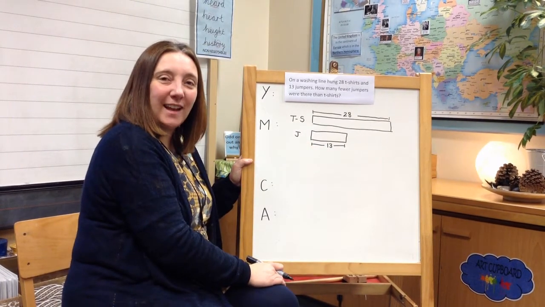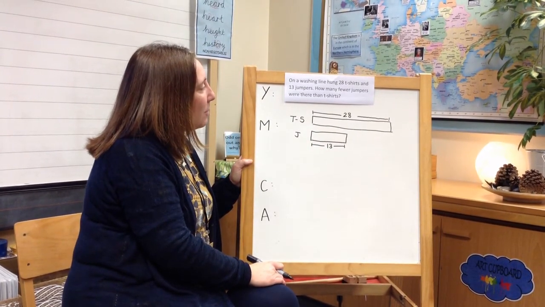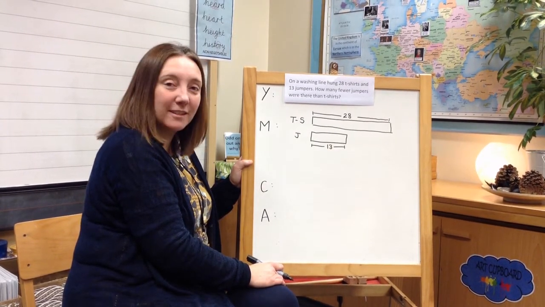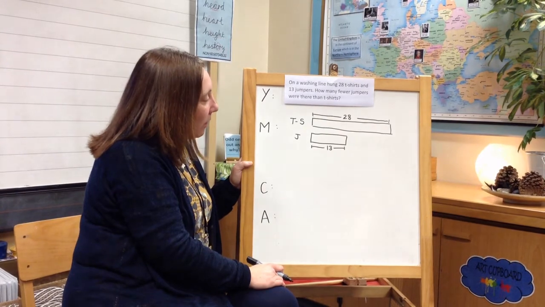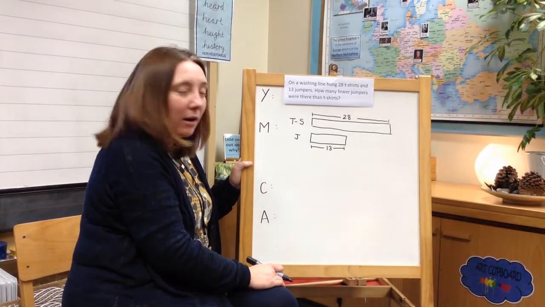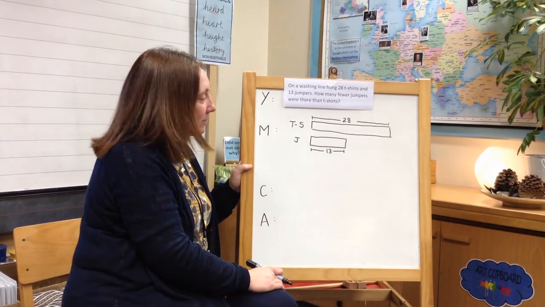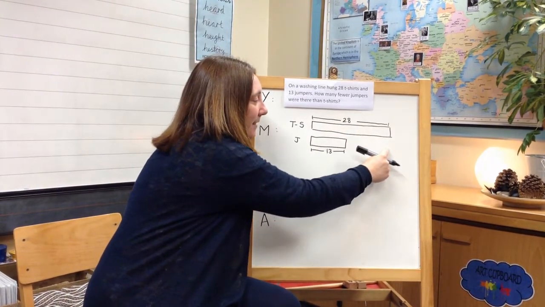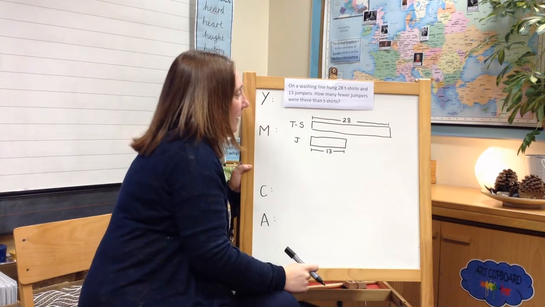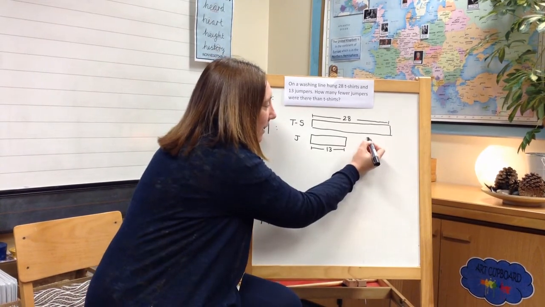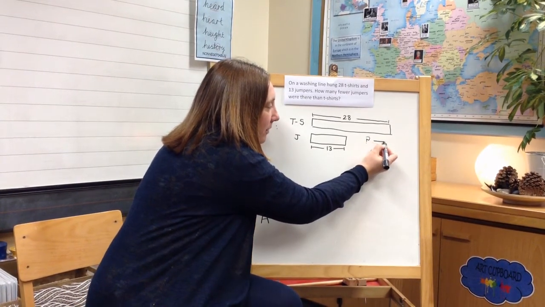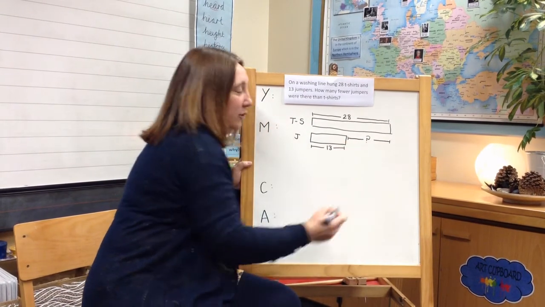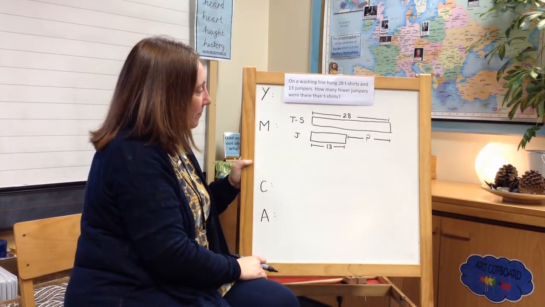What is the question asking us? How many fewer jumpers were there than t-shirts? Can you find on the model where that part is being represented? It's in the space here. This is how much fewer it is. So this is where I put the question mark. Really important, you always put the question mark as you model the problem.